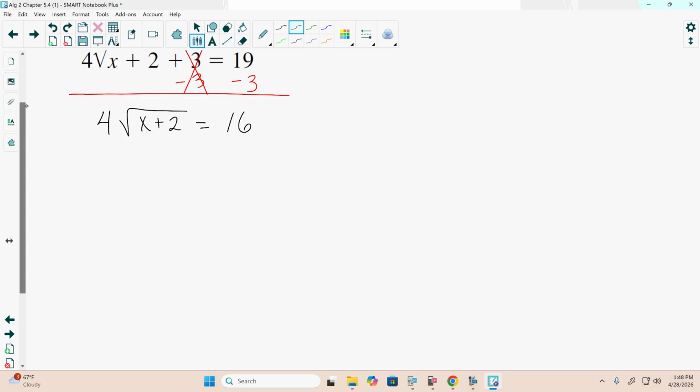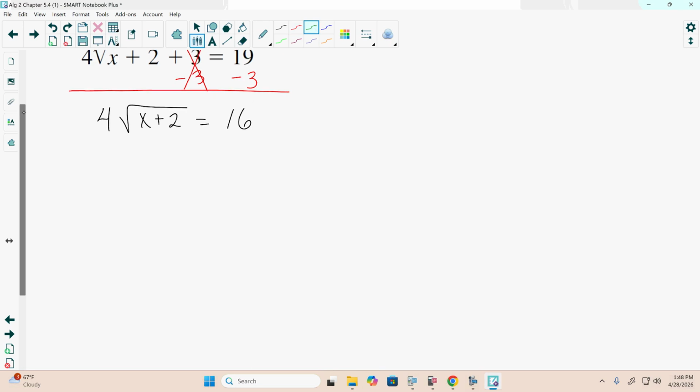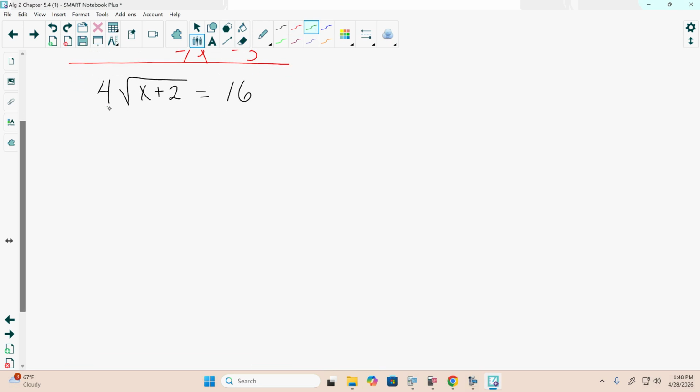Four times the square root of x plus 2 equals 16. Is it by itself? No. So what do we need to do? Divide by 4. 4 divided by 4 is 1, leaving us with the square root of x plus 2 is equal to 4.